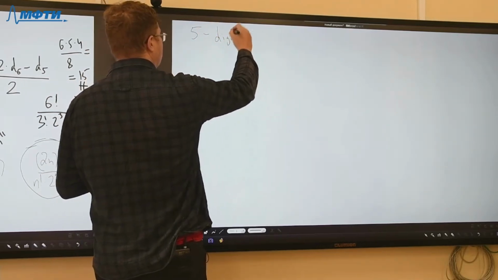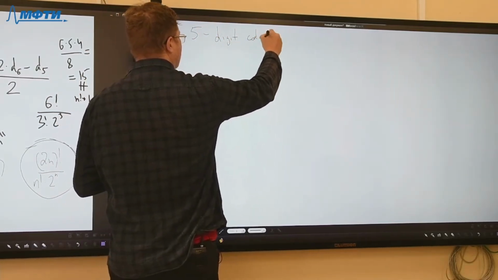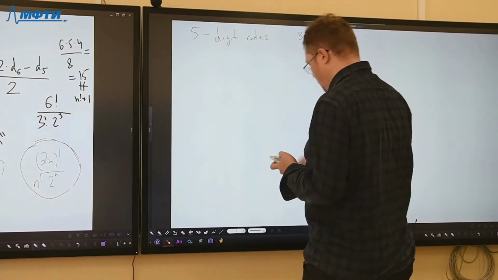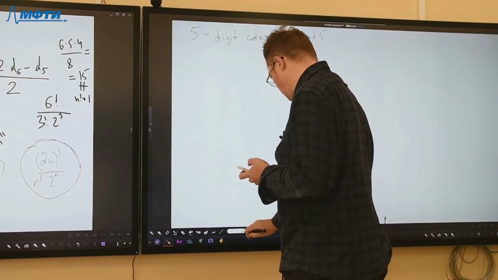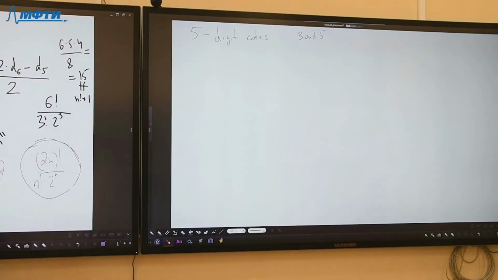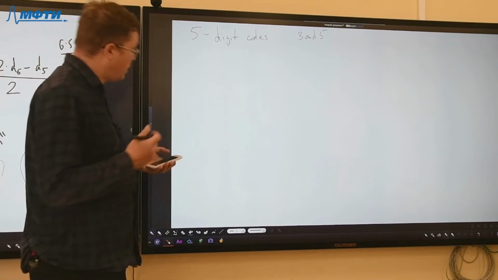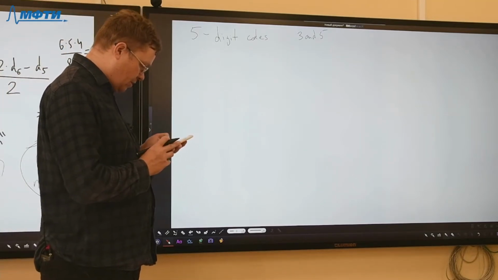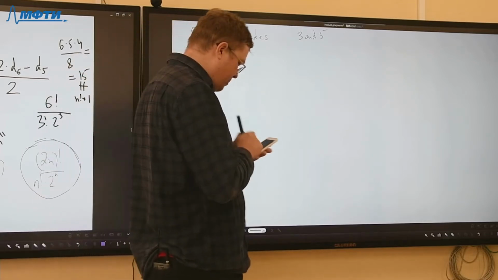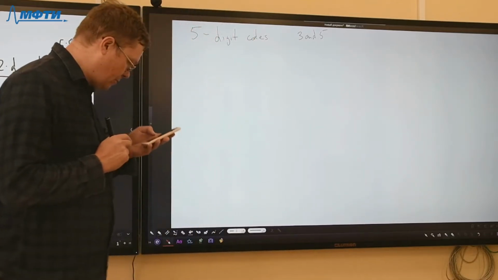5-digit codes which have 3 and 5. And so the correct solution will use the inclusion-exclusion formula for it. I will explain you the solution, and you'll tell me what's wrong in it.